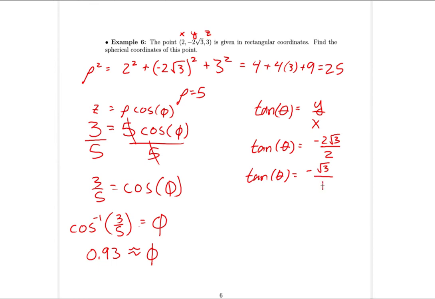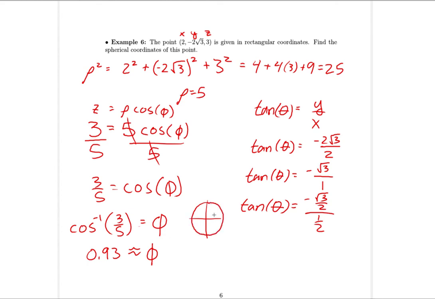But then that should be making us think about special values. So negative square root of 3 over 2 over 1/2. Okay, and so what theta is that? Well, we have to think about the quadrant this x and y are in. So y is negative, x is positive. So that means that we are in quadrant 4.